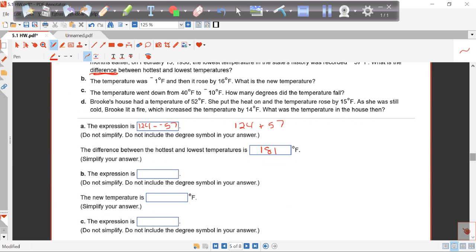Part B, the temperature was -1 degrees Fahrenheit and then rose by 16 degrees. What is the new temperature? Okay, well, it started at -1. It rose, so it got bigger, by 16 degrees. So -1 plus 16 gives me 15.